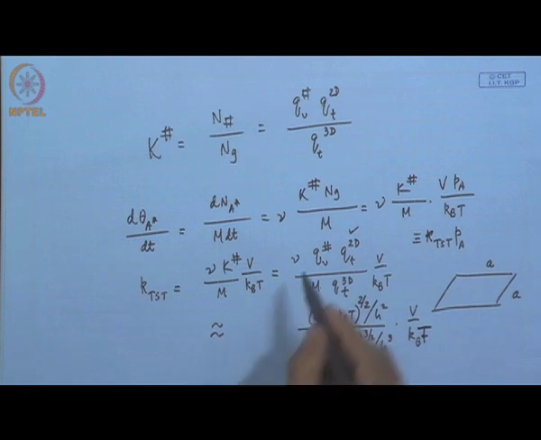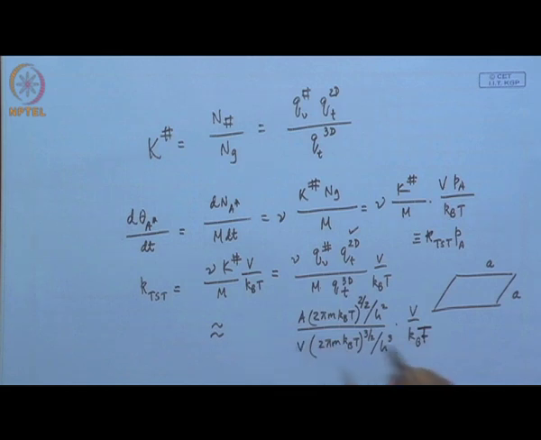Okay, what will happen to this one now? And of course, you have to write, and here one term will be there A, and here it will be V. Okay, V means volume, it will be area, okay, because it is 2 dimension.